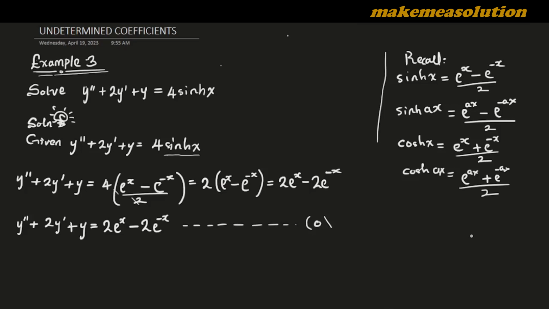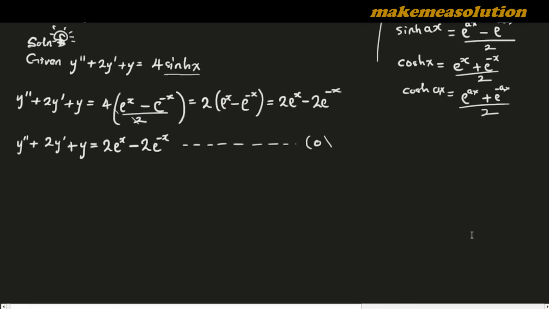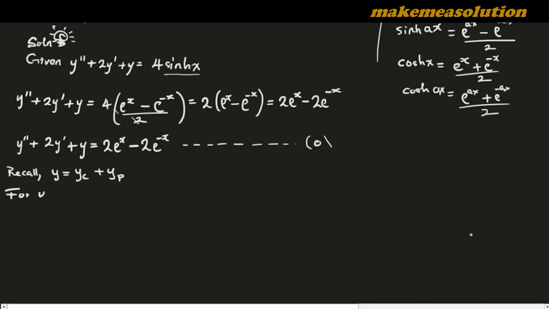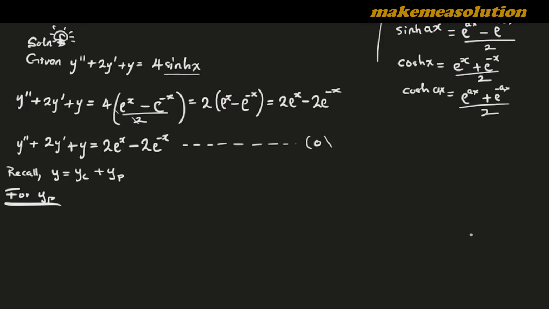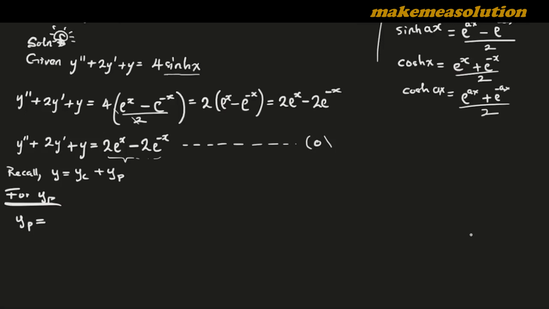Now that we have transformed it to its exponential equivalent from the hyperbolic equivalent, we can go ahead to obtain our complementary function and particular solution as follows. So recall, for this problem, y is equal to yc plus yp. So let's begin with yp. What is the form that yp is going to take? Looking at this right hand side now, I can see an exponential x and an exponential minus x.